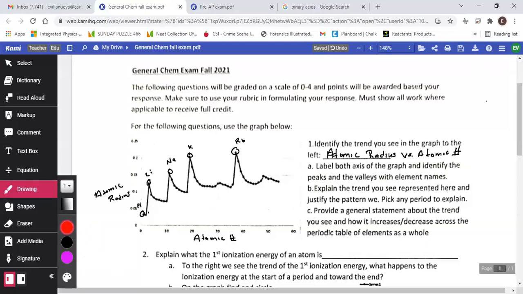The valleys, if you just did these 3, I'm okay with that. I'm going to do it in a different color. So it's here, here, here, and here. So this one right here would be helium. This is neon, this is argon, and this is krypton. Okay, that's basically all you have to do for question number 2, and you would have got full credit.